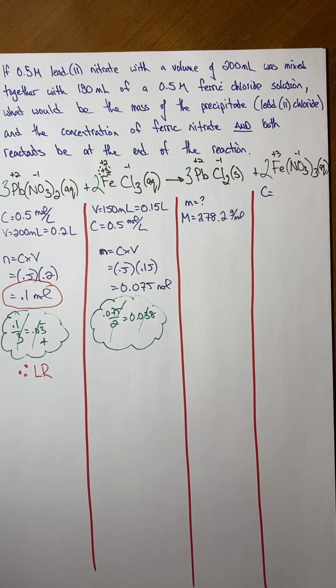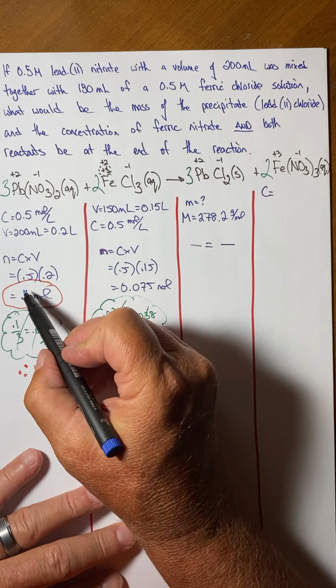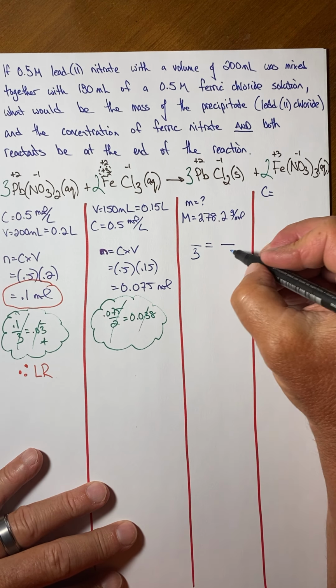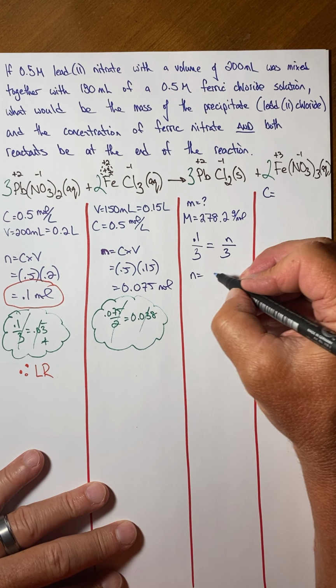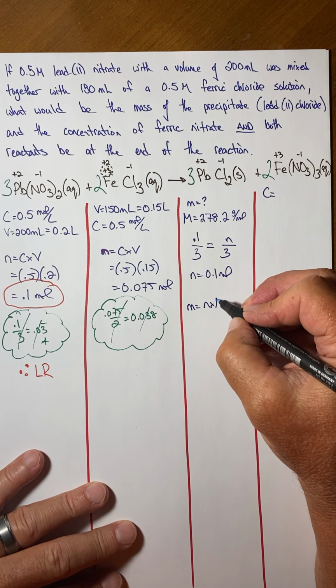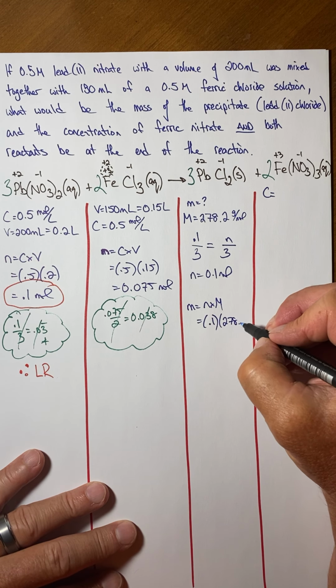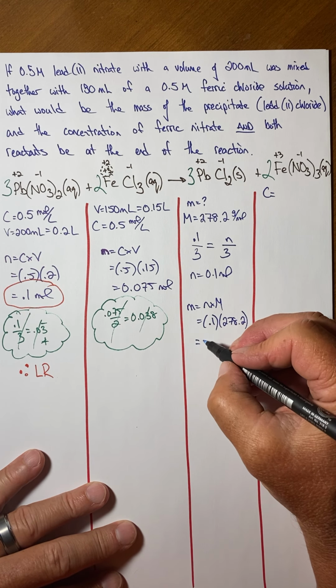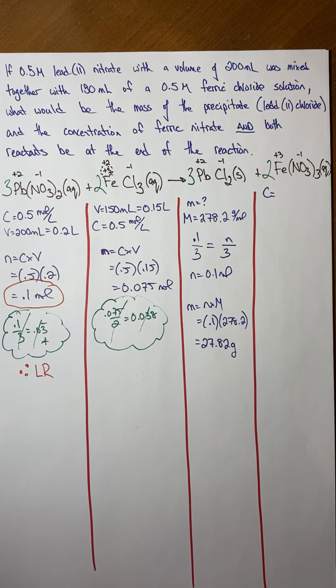Okay, now from here, once we do this, this column is fairly simple. Got to do a multimole ratio. The original ratio is 3 to 3. And instead of 3 moles, I have 0.1. So the number of moles is 0.1 moles. And I want to find mass equals number of moles times molar mass. 0.1 times 278.2. When I do that, I get 27.82 grams. So that's a fairly significant amount of precipitate.